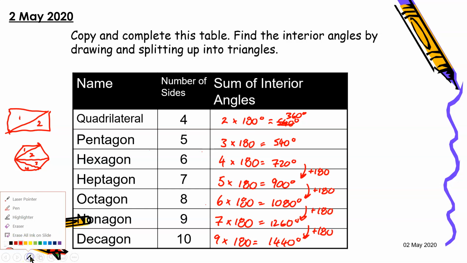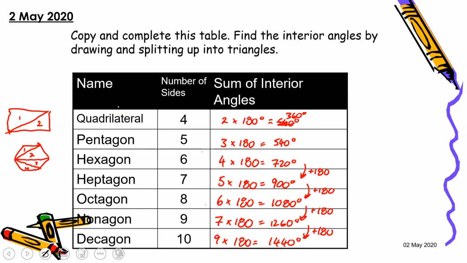So have a look at the answers I've got there, and the number of sides and the number we're timesing by 180. How do they relate to each other? If we take a look at these two here, you can see that if the number of sides is n, to get what we times by 180, we have to take away 2. So in other words, this is n take away 2 to get this one. And in fact, you can see that pattern in all of them.